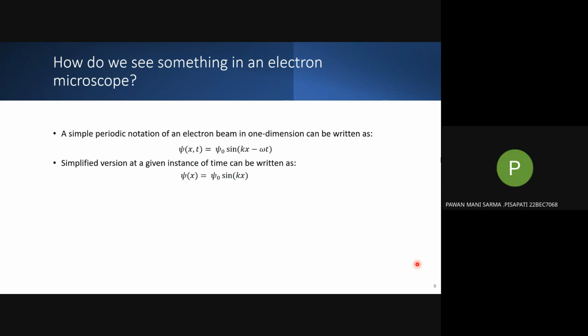K is propagation constant. Okay. K is wave number. You can call it wave number, you can call it propagation constant. And kx is what? The entire kx together. Phase. Direction of the wave, sir. We'll come to the directions, Pawan. You're not wrong. Phase angle. Phase. kx is phase and psi naught is amplitude.